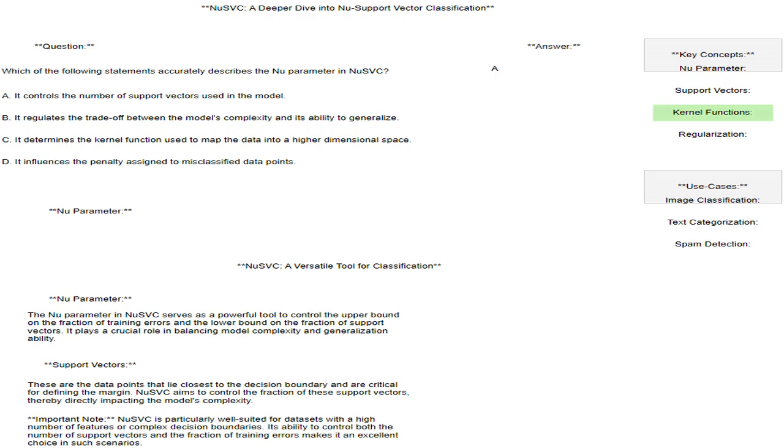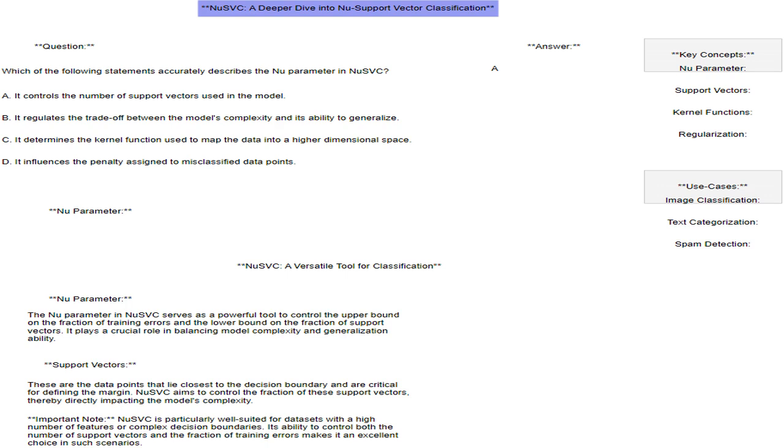In image classification tasks, NuSVC can be used to create models that are robust to noise and variations in image data, while controlling the number of support vectors to keep the model efficient. For text categorization, NuSVC can be employed to classify documents into different categories with high accuracy, while ensuring that the model is not overfitting the training data by limiting the number of support vectors. In spam detection systems, NuSVC can be used to effectively identify spam messages with low false positive rates, while maintaining a balance between accuracy and the number of support vectors.